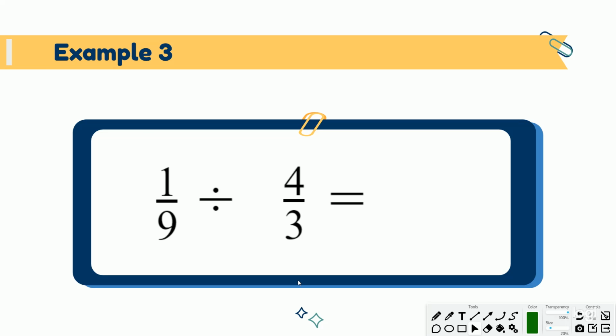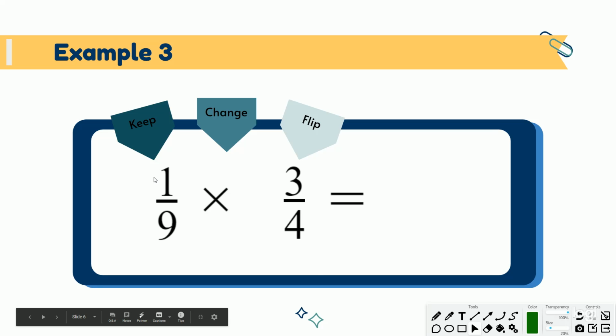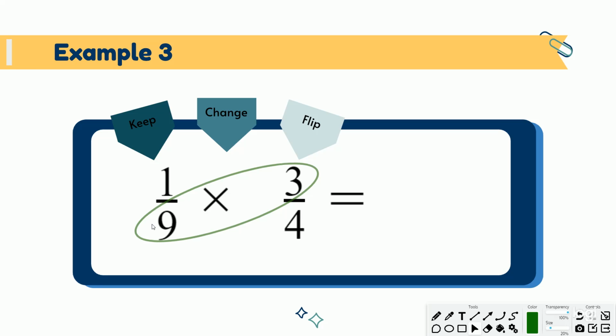And now I can do my keep, change, flip. I'm going to keep my first fraction the same, change my division to multiply, and then flip my fraction of 4 over 3 to the reciprocal, which is 3 over 4. Now I need to see if there's anything I could cross cancel. 1 is already the lowest number, so the 1 can't be reduced anymore. I have a 3. 3 and 4 don't go together, but 3 and 9 do, and both 9 and 3 can be divided by 3. So 3 divided by 3 is 1, and 9 divided by 3 is 3.